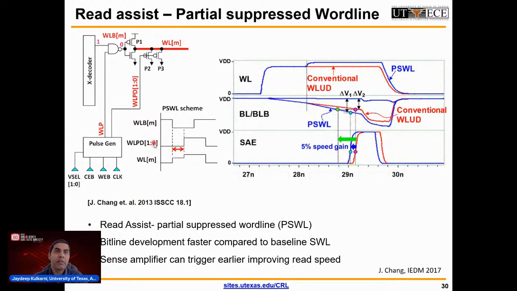So there are various kinds of combinations you can think of for creating this word line underdrive circuit, and also various ways, not just this pull-down device based, but there are various mechanisms one can think of for creating these underdrive voltage levels.